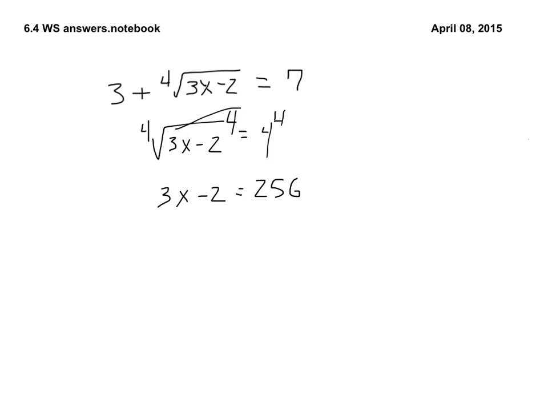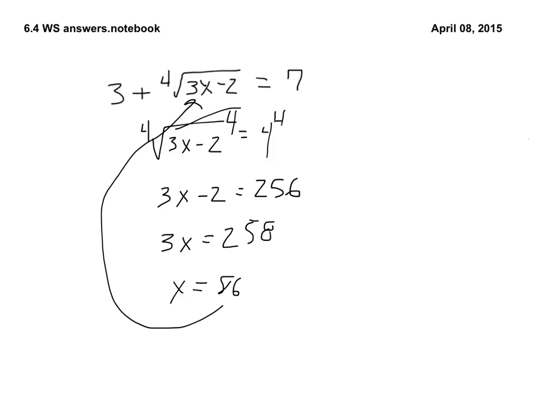256. There you go. This whole plus or minus deal only happens when we square root or take the 4th root, but when we're taking sides to the 4th power, no more plus or minus. So now we have 3x is equal to 258, and x equals 258 divided by 3, 86. Now let's plug that in, make sure it works. 3 times 86 minus 2, yep, the 4th root of that gets me back to 4, and 3 plus 4 is 7. Bingo, got it.